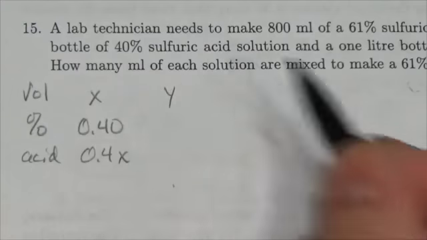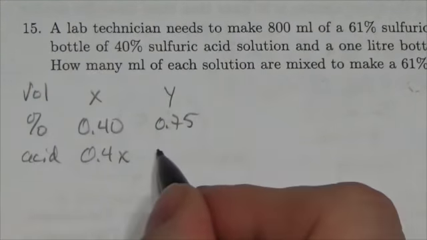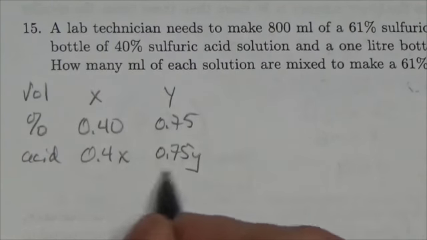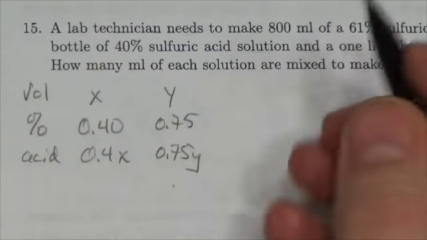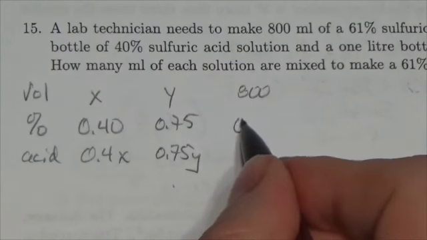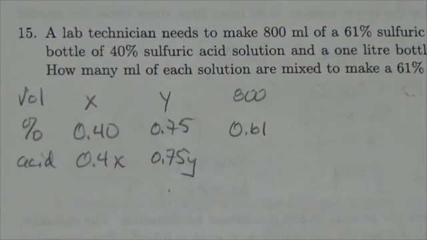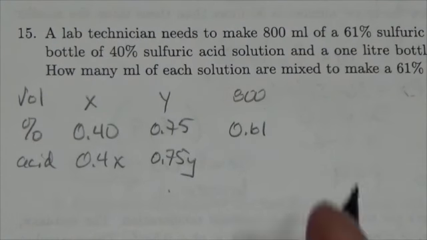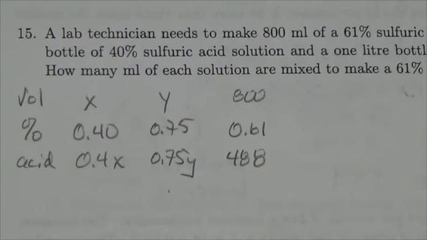Over here, I've got a second container. It's 75% sulfuric acid. So this is how much acid I've got in there. Now, what I'm trying to make is 800 mils. I want this to be 0.61. And in this case, because I know exactly what I want at the end, I can tell you that this is going to have 488 grams, or whatever, parts of volume, of sulfuric acid.